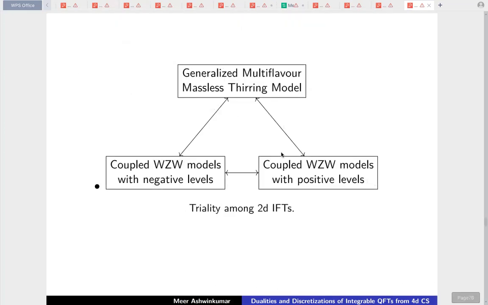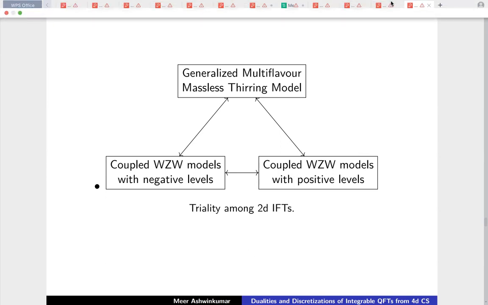And basically, we now have a triality, which relates the generalized multi-flavor massless Thirring model with coupled WZW models with negative levels with a particular kind of interaction, and coupled WZW models with positive levels with a different interaction. And so this is a triality among two-dimensional integrable field theories, and this is our second main result.